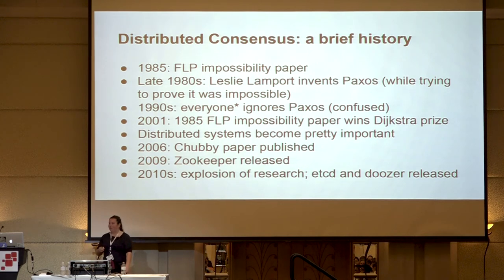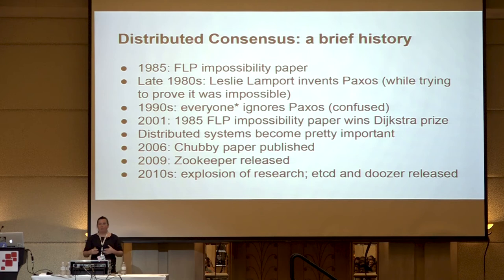So, during the 1990s, everybody mostly ignored Paxos and distributed consensus. Either they were confused or it didn't seem important at the time. In 2001, the FLP paper from 1985 won the Dijkstra Prize. In the noughties, distributed systems became really important, as we all work for distributed systems companies. None of us can run our systems on one box, I think. In 2006, Google published the Chubby paper, which I think was the first account of using distributed consensus in anger in real distributed systems. And fairly close on its heels, 3 years later, we had ZooKeeper.